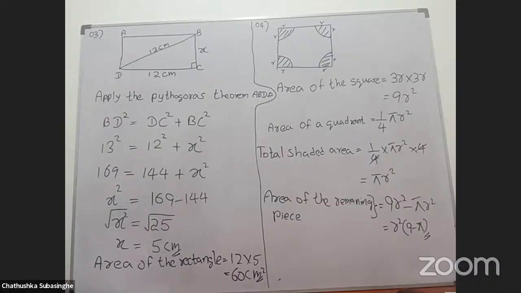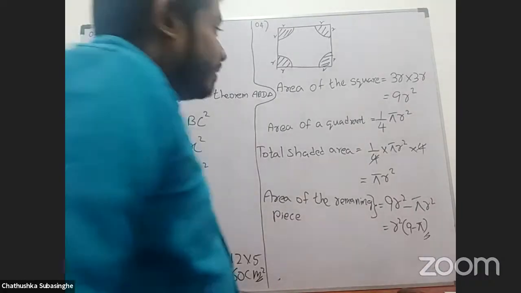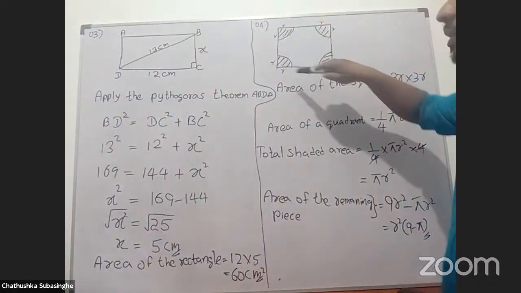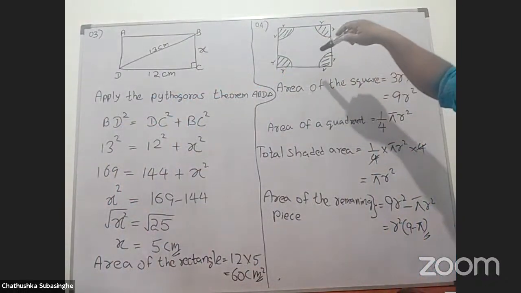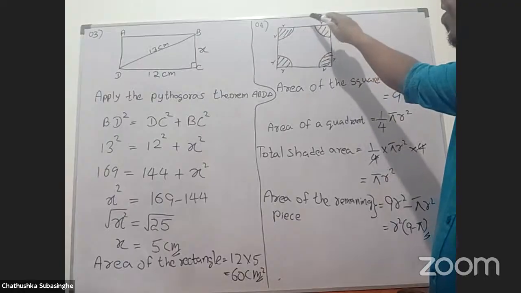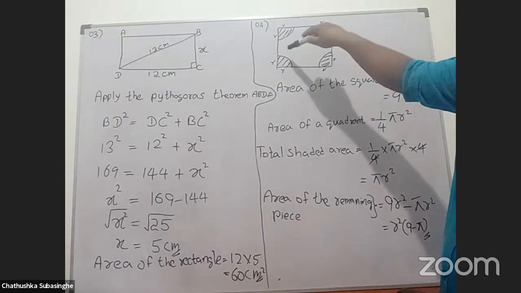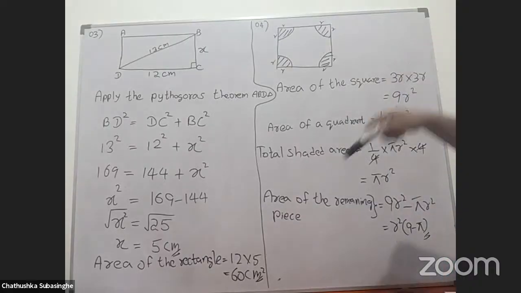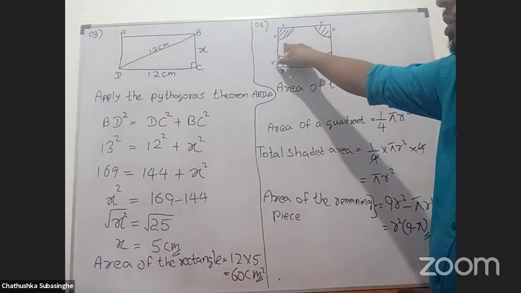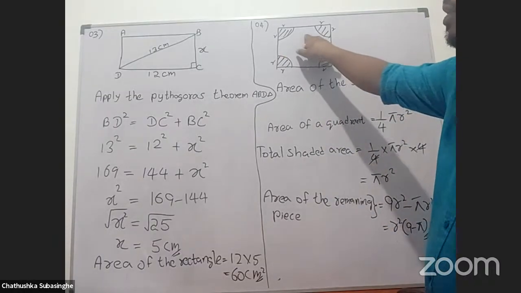So in that fourth question, Shakira, the question is asking, there is a square like this, and from this square, they are going to cut these corners like this. This shaded area is going to be removed from this square, right? So the question is asking us to find the remaining area. Remaining area means this one. So that's what we have to find.